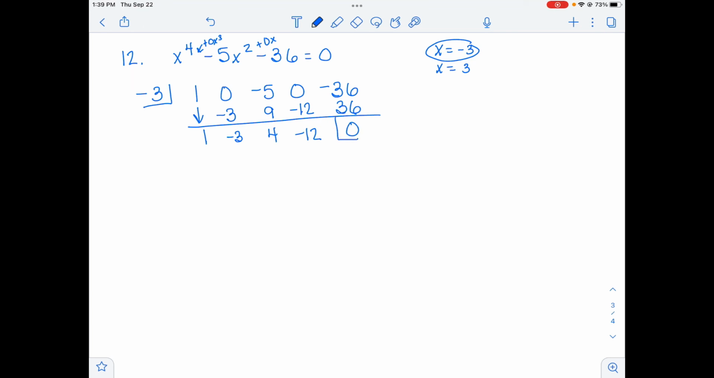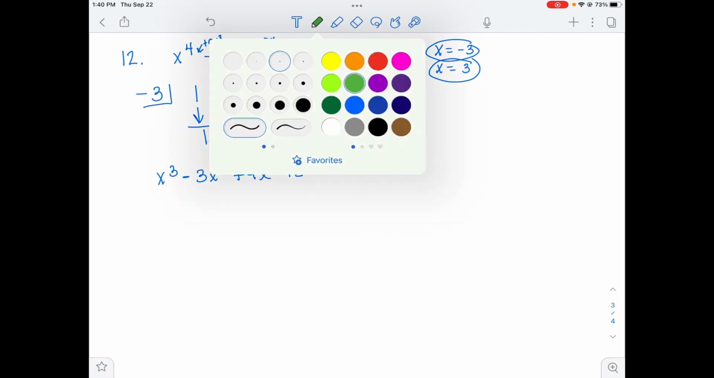Now I'm going to write this equation. We started with a fourth degree, so this is going to be x to the third, x squared, x, and our constant. So we have x to the third minus 3x squared plus 4x minus 12. Now we need to go further to get something that we can factor. So we're going to go further down and use our other real rational root and do the same thing. So we're going to use 3, and I'll use a different color here.